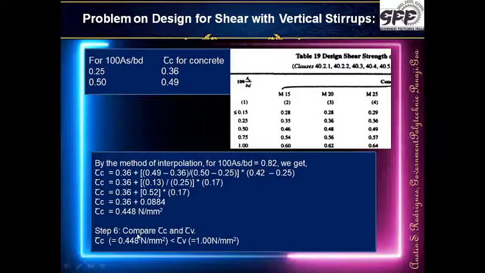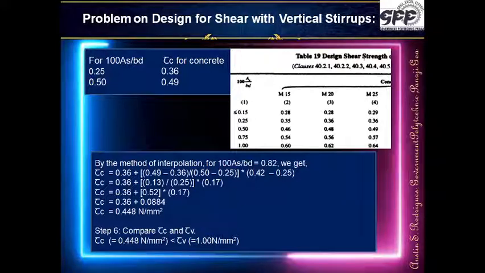So step number 6, compare tau C and tau V. Tau C is 0.448, less than tau V, which is 1 Newton per mm square. So its own capacity to resist the shear stress is much lesser than the shear stress coming on it. The nominal shear stress is higher than its own capacity.